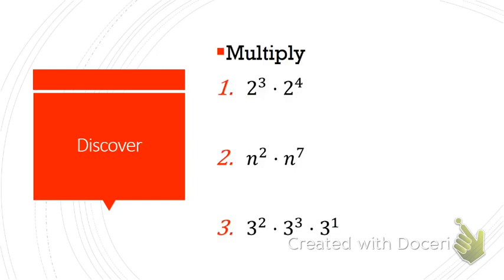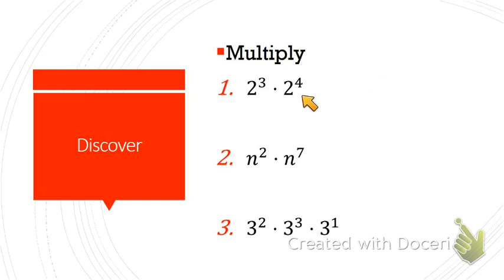So let's write these 3 problems down. Let's say we have 2 to the 3rd times 2 to the 4th, n squared times n to the 7th, and 3 squared times 3 to the 3rd times 3 to the 1st. What's going to happen is I'm going to write out the work to the right of it, but you're going to write the work below it, since that's the way the setup is.